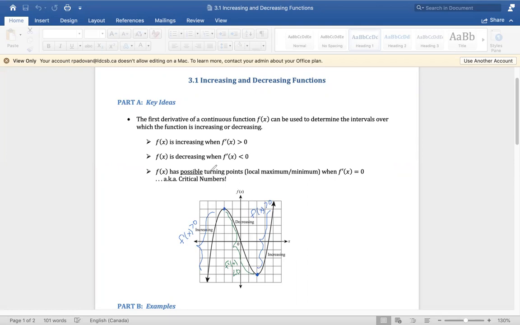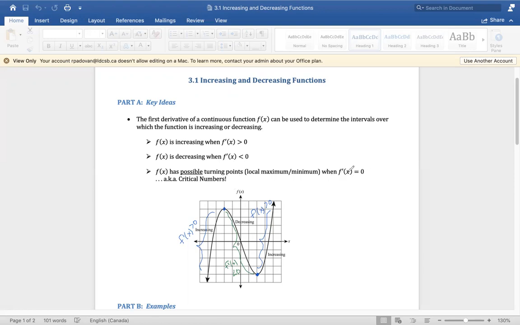Now, in terms of, let's say, this maximum point and this minimum point here, the original function has possible, there are some abnormalities, but we're not going to look at them now, but just know that it's not 100% a turning point. So it has possible turning points or local maximum and minimum when the derivative is exactly equal to 0. So when the derivative is exactly equal to 0, these are important values on the graph.